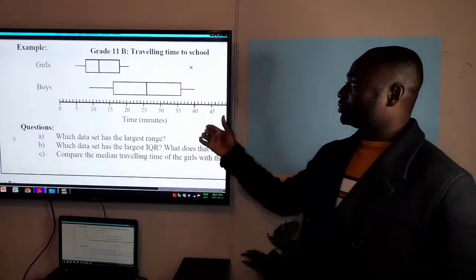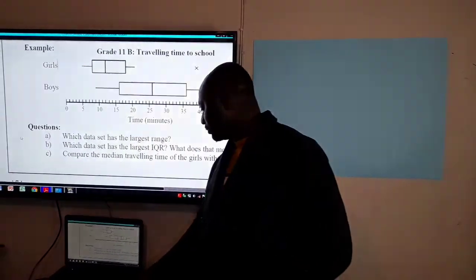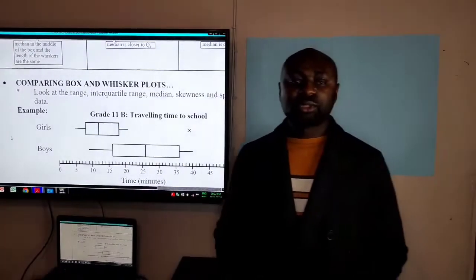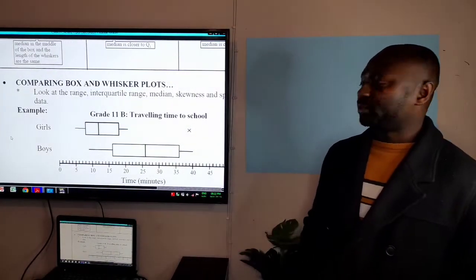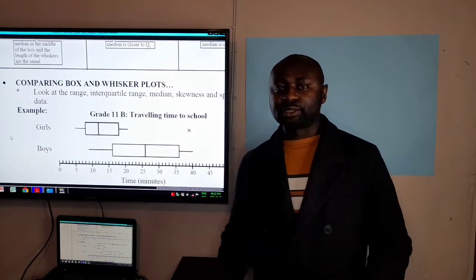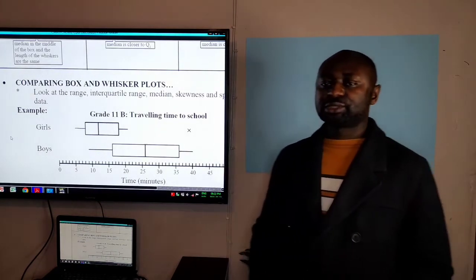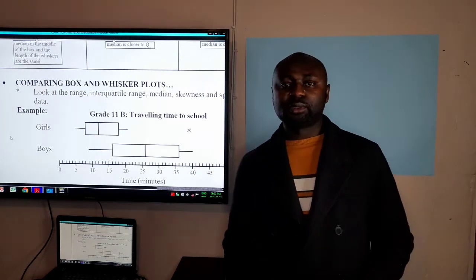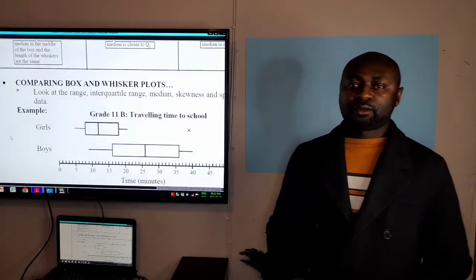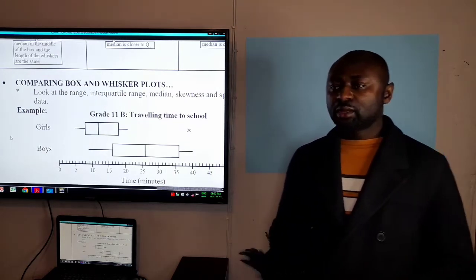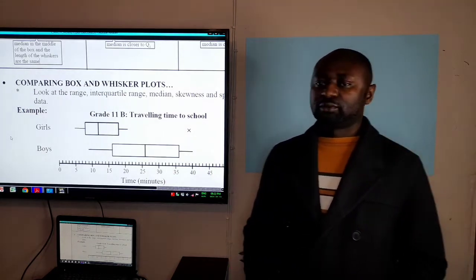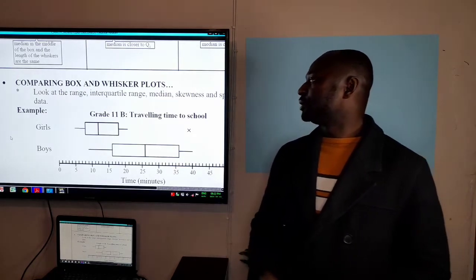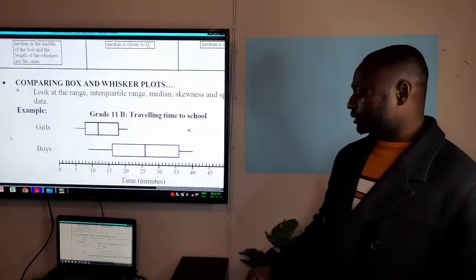Now today we are going to do what we call interpretation of a graph. The interpretation, comparing the box and whisker plots, and then we will also look at how to find the range, the interquartile range, the median, semi-interquartile range, and also talk about the skewness of the diagram or of the spread of the data. Those are the things we will be looking at. So today we're going to focus on this example.